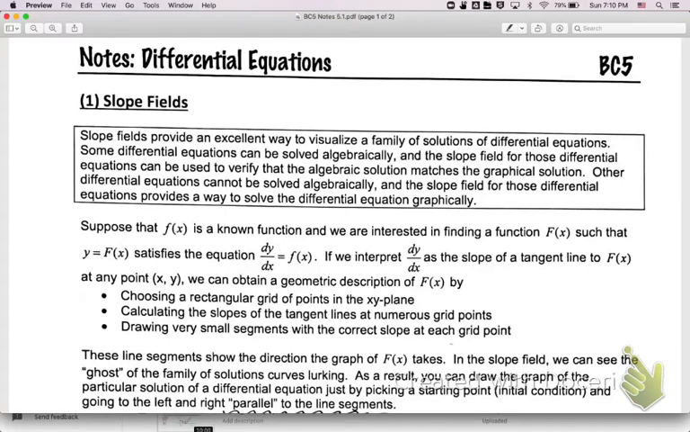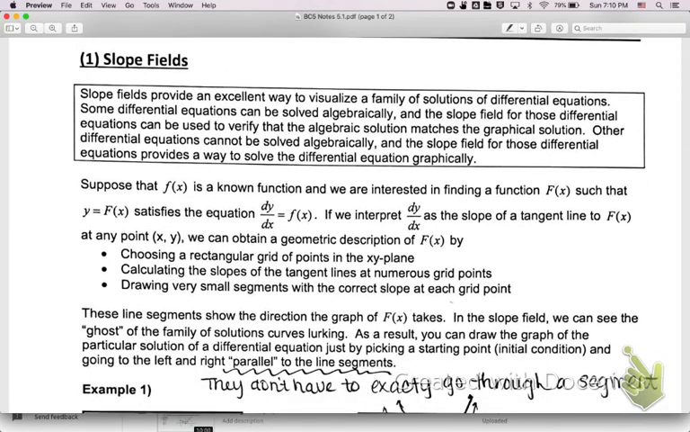Okay, this is the start of our unit on differential equations. About half of this is going to be stuff that you might remember from AB last year, and about half of this is going to be new stuff that we're going to extend for this course, okay? So today we're going to talk about slope fields.